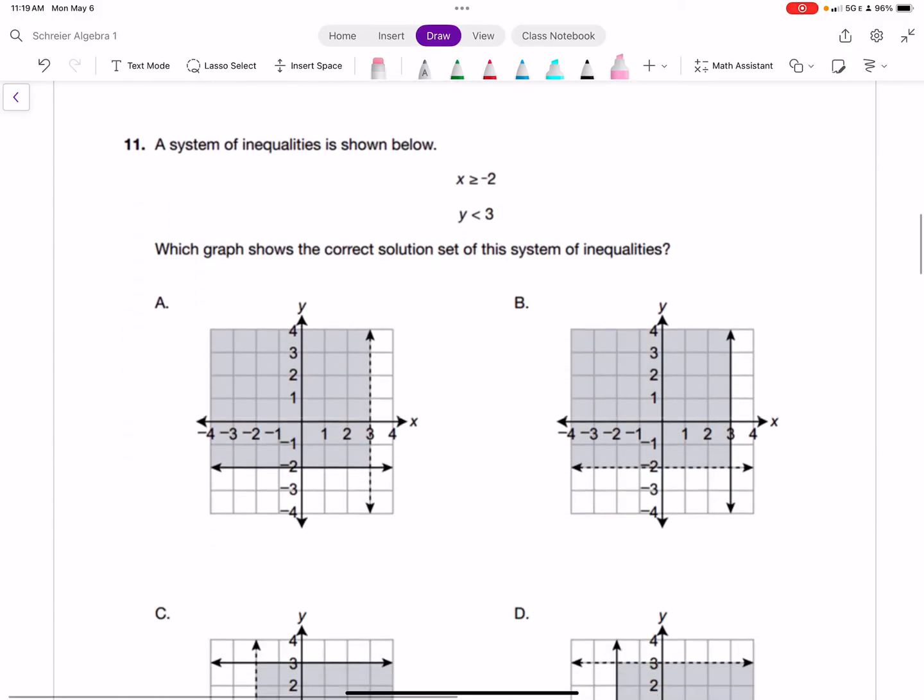Let's look at problem number 11. So in problem number 11, we're given a system of inequalities to graph, and we are given graphs to choose from. So again, before we look at the graphs, let's analyze what we have here. So first we have x is greater than or equal to -2. So if you recall from your algebra course, this means you would have a solid line at x equals -2, and then the shading would be to the right.